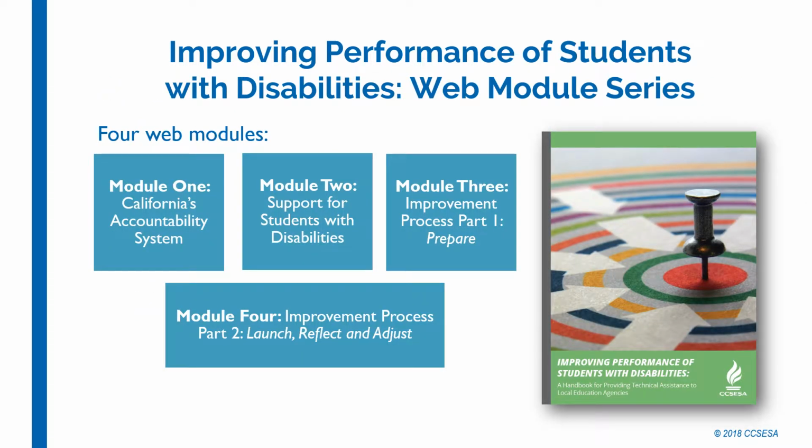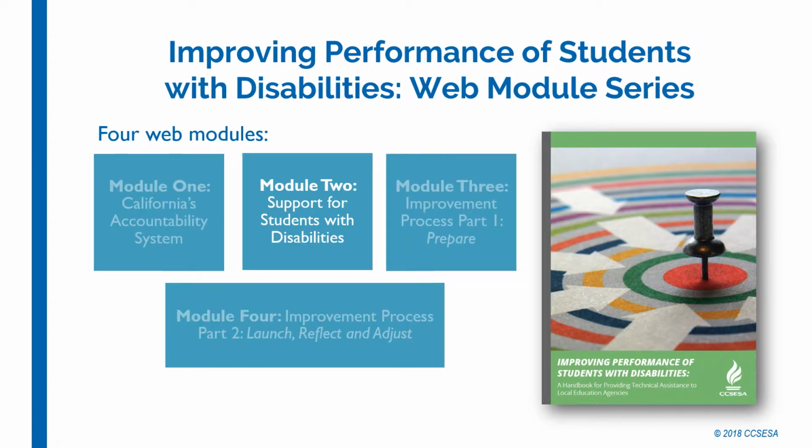4 separate web modules have been created to assist schools in gaining a deeper understanding of the contents within the Improving Performance of Students with Disabilities Handbook. The 4 web modules are: Module 1, California's Accountability System. Module 2, Support for Students with Disabilities. Module 3, Improvement Process Part 1, Prepare. And Module 4, Improvement Process Part 2, Launch, Reflect, and Adjust.